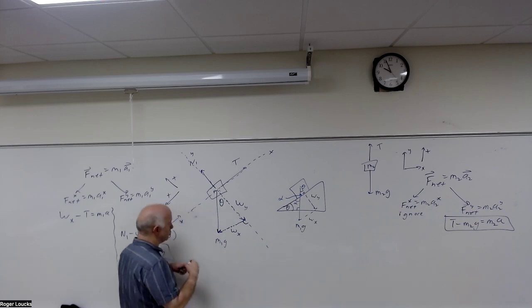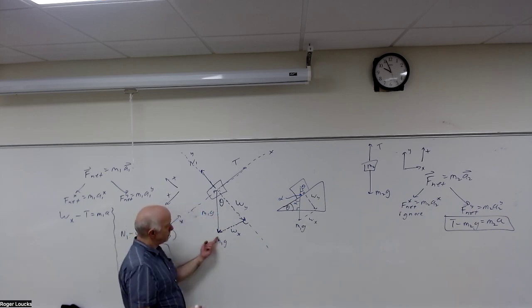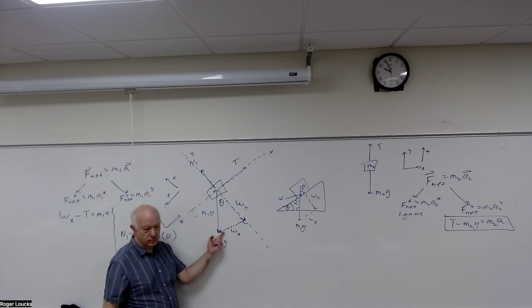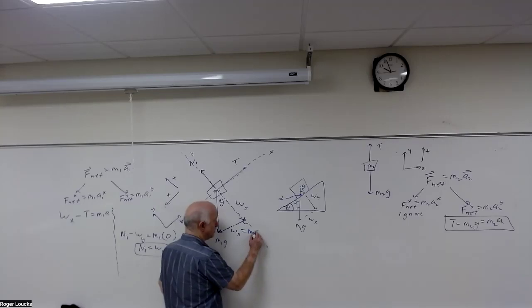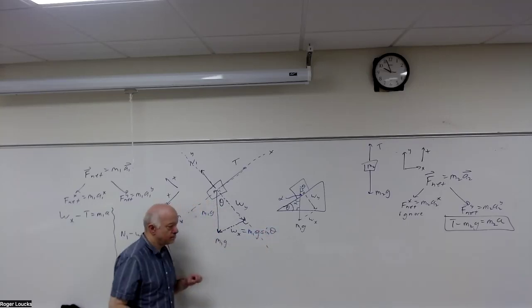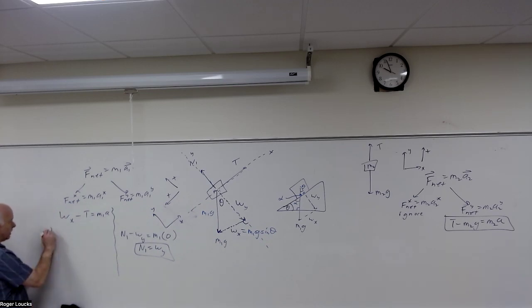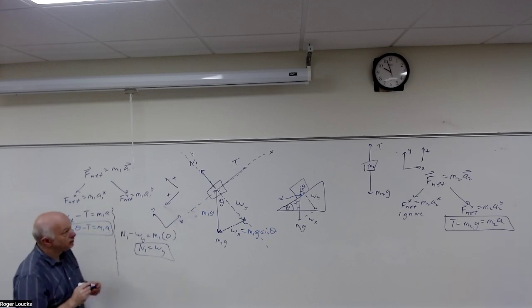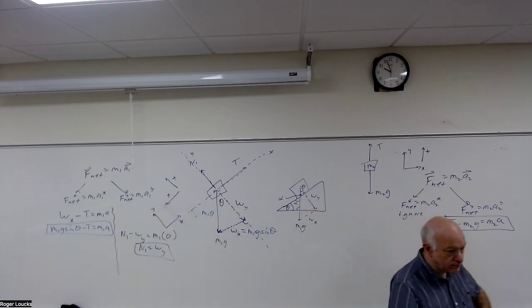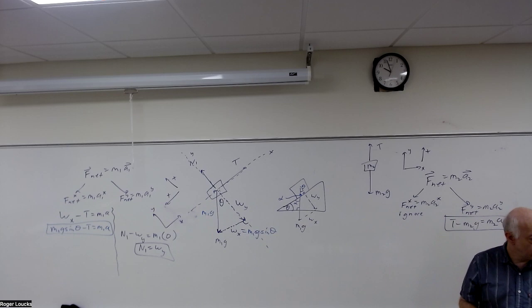So what is this going to be then? This hypotenuse here is M1G, right? This is my M1G. And this side here has to be, and this is theta. What part of the triangle is this? The opposite. So I have to use sine. So this WX is going to be M1G sine of theta. So if we put this all together, what do we get? We get M1G sine of theta minus T equals M1A. Does that make sense? Questions?